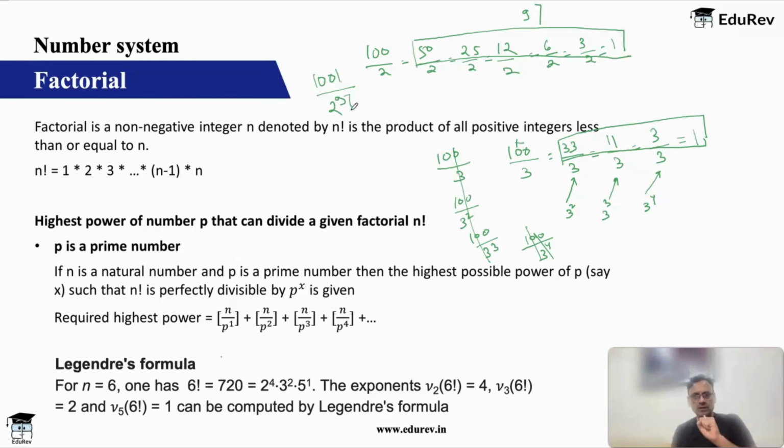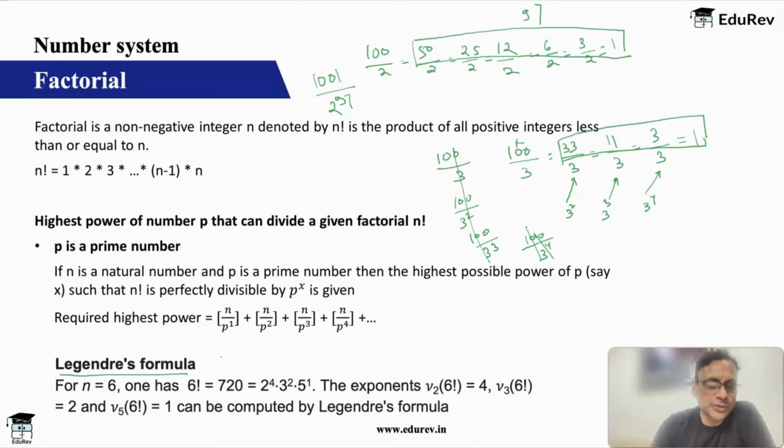Okay, so I hope we are clear till here. Now so far, if you see, we have taken prime numbers as the divisor. What if the number is not prime but a composite number? Then there is a formula which we call Legendre's formula. This is nothing new. We have discussed factorization in our factors class.